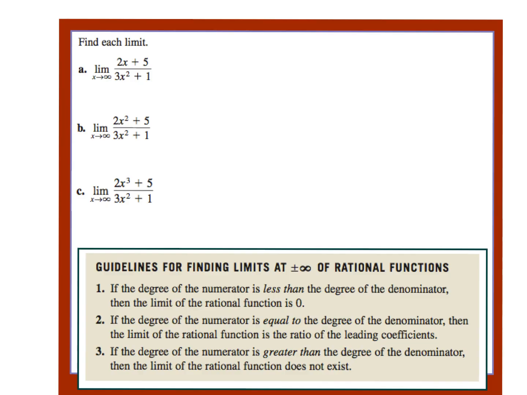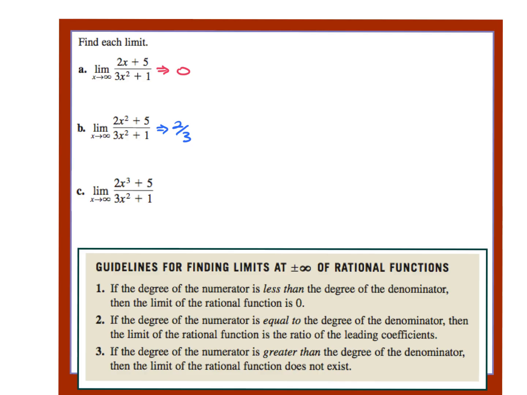All right. So this one, we have a limit to infinity of 2x plus 5 over 3x squared plus 1. Where's my higher power? In the bottom. So what does it go to? 0. All right, let's look at the next one. So now I have a limit as x approaches infinity of 2x squared plus 5 over 3x squared plus 1. So where's my higher power? They're the same. So what do we look at? The coefficients. So what do we get? 2/3. Very good.